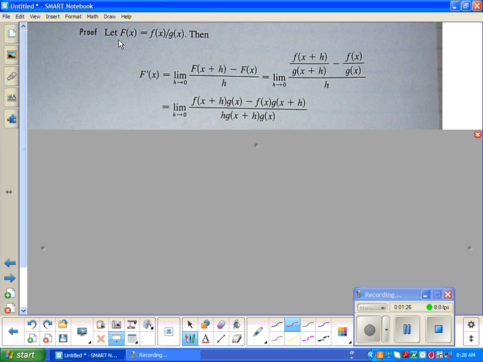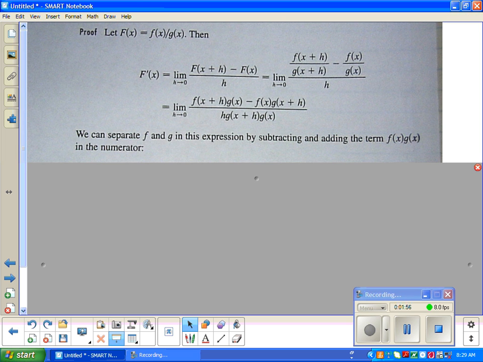But here we go. So listen, they find the common denominator, g of x plus h and g of x, right? And they bring the h up, and here it is. All right? And they bring it across, and they do the algebra. And again, you guys, calculus is not hard. Algebra can be. And we get this nice step right here, all right? And we look at it, and again, I don't see anything to help us. You guys agree? So they're going to have to add some stuff here. So we can separate f and g in this expression by subtracting and adding the term f of x, g of x in the numerator.